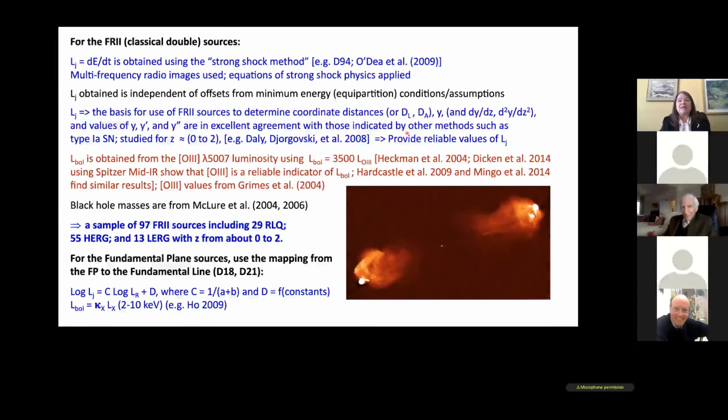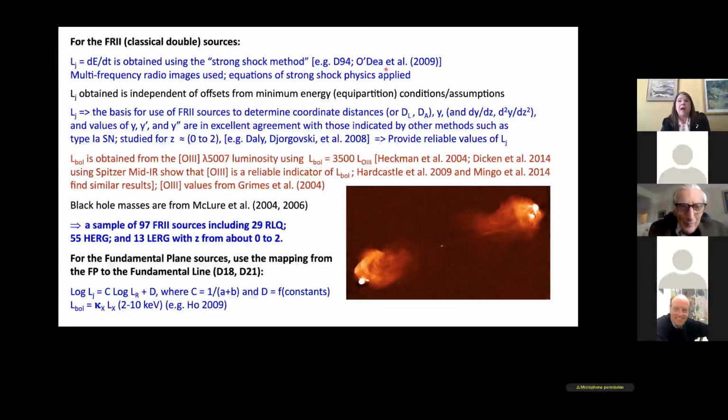So don't let this throw you. There's a lot on this screen, but this is how the beam powers are determined for the large classical double sources, FR2 sources. And this method can be applied to the most powerful of the FR2 sources. So it's not all FR2 sources, but they need to have an indication of a strong shock structure at the boundaries of the source. And in this case, the strong shock method can be applied, and I proposed it in 1994 and have worked on it for many, many years.